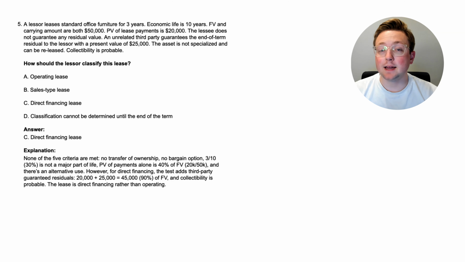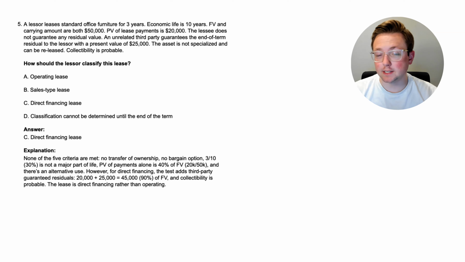which is definitely not substantially all of the fair value. And this is the final one that we haven't covered yet, but I just wanted to kind of throw it in here. There's no alternative use. So if it's a specialized product that will have no alternative use other than what it is being used for, then that's the 5th criteria for it being a sales type lease. But in this case, that is not the case. The asset's not specialized and it can be released. So that criteria wasn't met either. So none of the 5 were met.